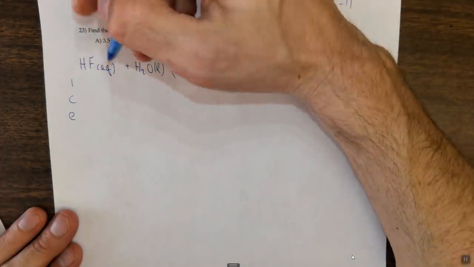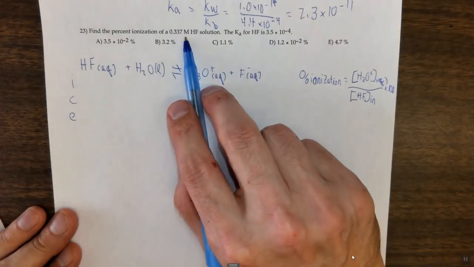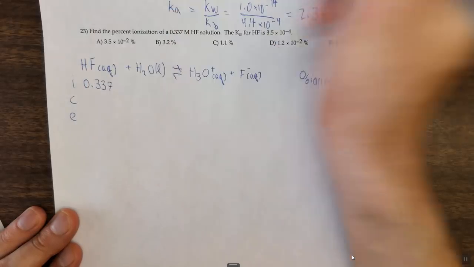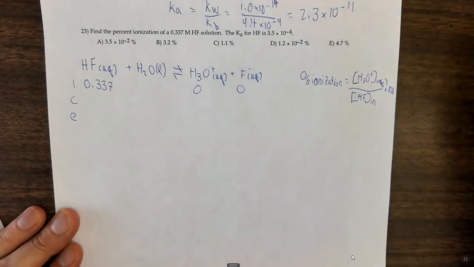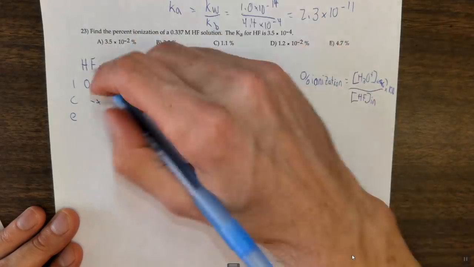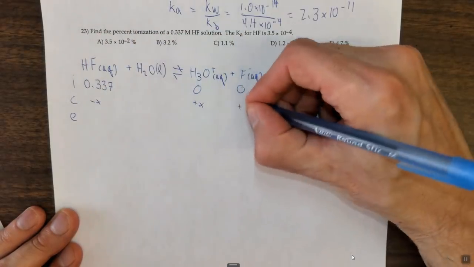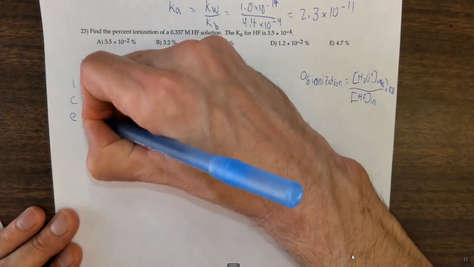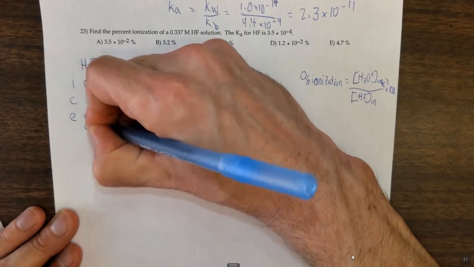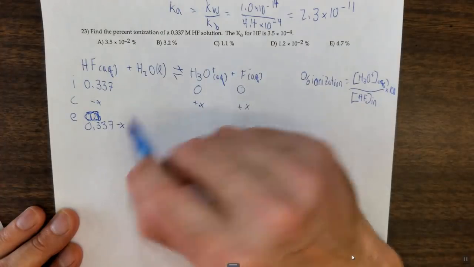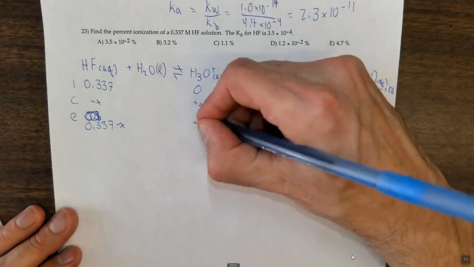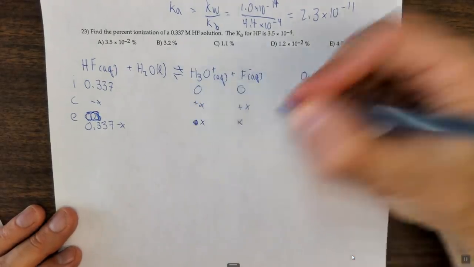All right, so starting with the initial concentration of HF, this is given in our problem. It's 0.337 molar. There's no H3O plus and there's no F minus. We're going to lose X amount of HF. We're going to gain X amount of H3O plus and X amount of F minus. At equilibrium, we're going to have 0.337 minus X, but we're going to ignore X, so we don't have to use the quadratic, and because it's going to be relatively small, less than 5% of the value. We're going to have X here, and X here.